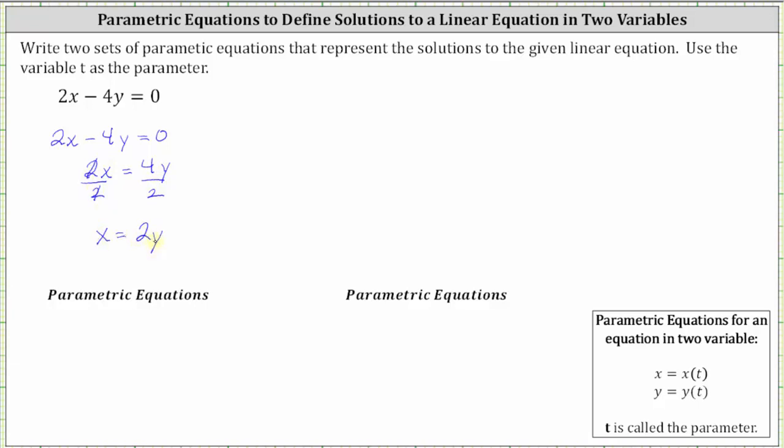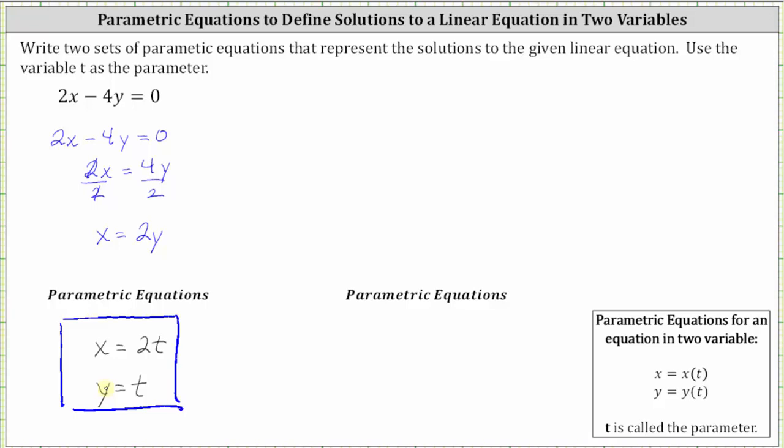Now that we have the equation solved for x, to write the parametric equations, the easiest thing to do is to let y equal t. So if we let y equal t be one of the parametric equations, notice x is going to be equal to 2 times t, or x equals 2t. And now we have parametric equations that represent the solutions to the given linear equation. So in this form, for any value of t, the outputs of x and y will satisfy the given linear equation.